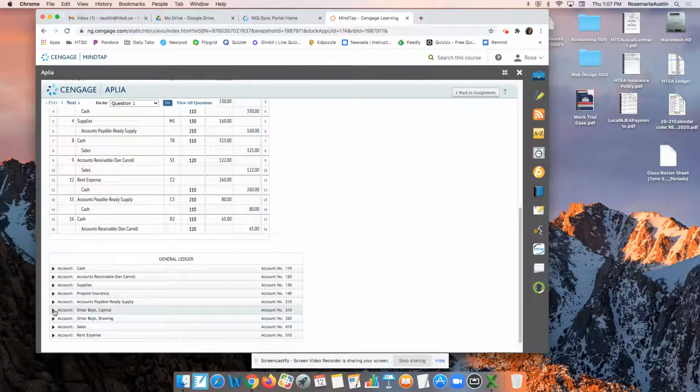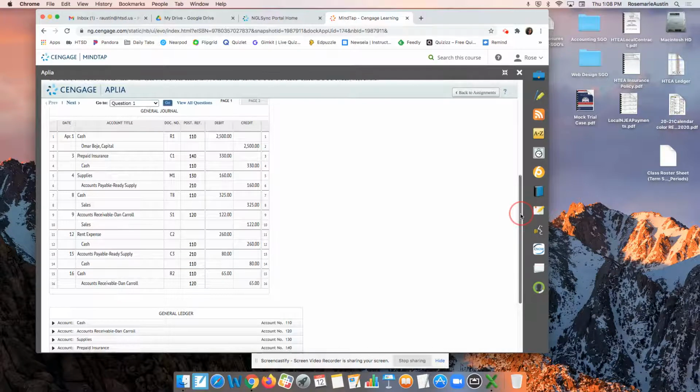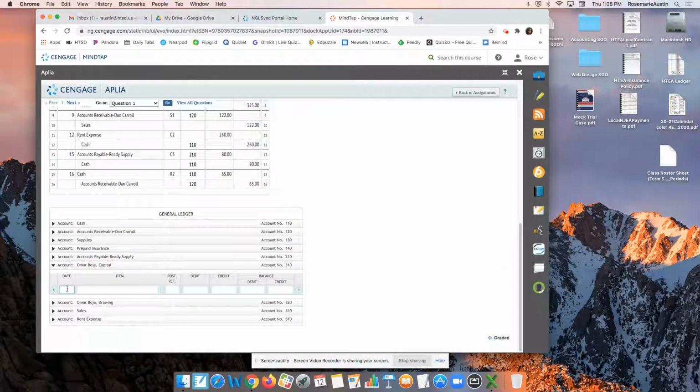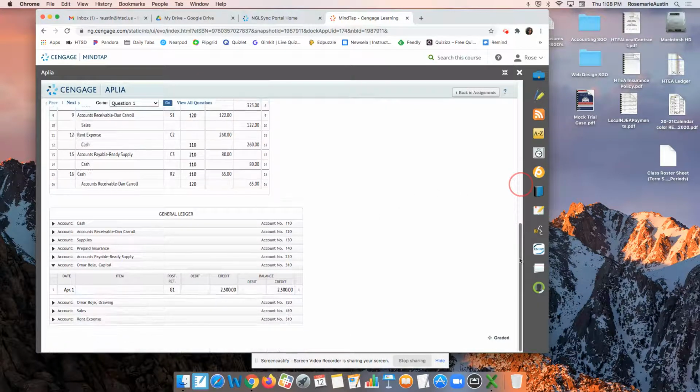All right, so the next one is Omar. We're still calling him Bougie. Omar Bougie capital account. We have one line here. So let's see where this one is. Okay, it's up here on April 1st. So on April 1st, there is a $2,500 credit. So let's go ahead and list that in here. April 1st from G1, $2,500 credit. Just carry that over to the balance column. And that's it. That account number is 310. So we're going to come back up here to the post-reference column and enter 310 next to that transaction.